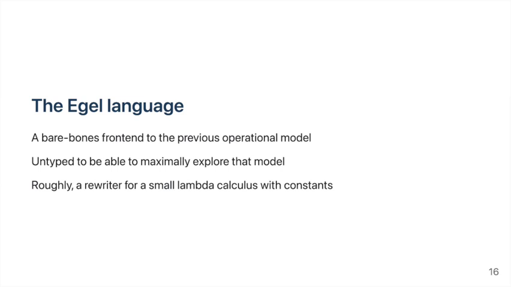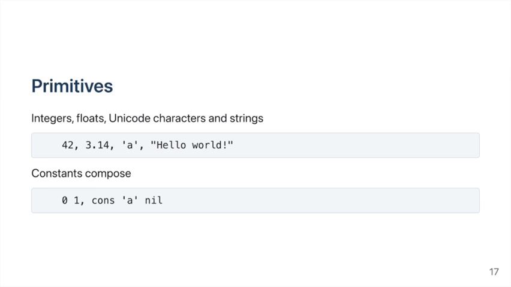However, we're not totally leaving the academic ivory tower. People will recognize that the Egel language is close to a lambda calculus with constants in the coming slides. To start off, primitives. These are the usual suspects of integers, floating point numbers, Unicode characters or code points, and Unicode strings. Since Egel is untyped, constants compose. The series of 0 and 1, or cons a nil, roughly denote the same thing, a composition of two or more constants.